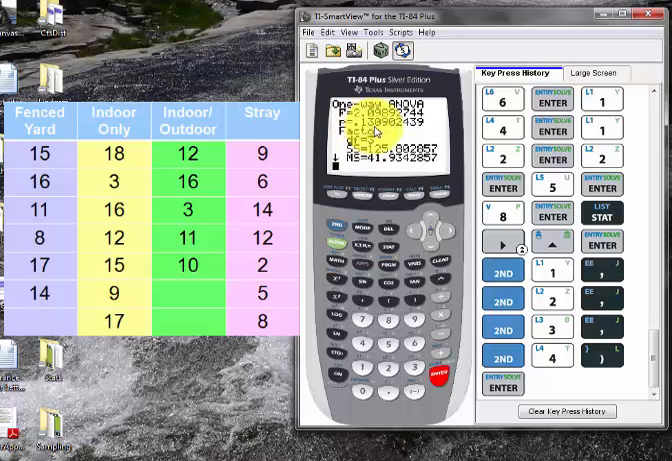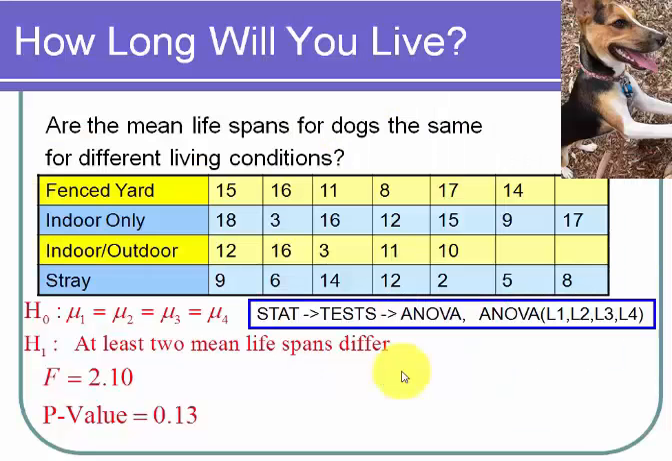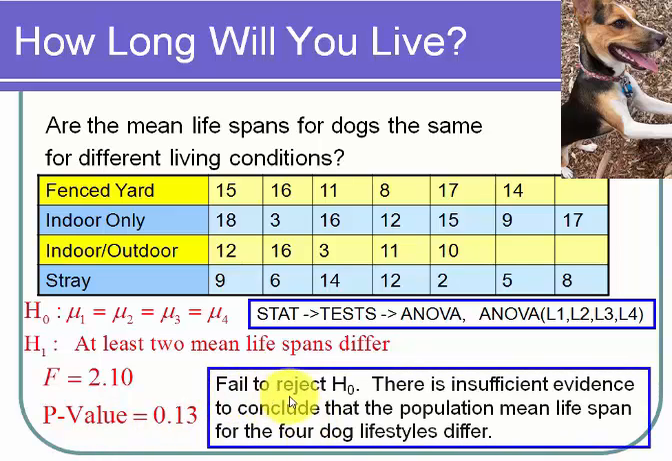So let's go back to the PowerPoint. Okay, so our p-value was 0.13. That's larger than any level of significance we might use. So when the p-value is larger than the level of significance, the conclusion is to fail to reject the null hypothesis, so that there is insufficient evidence to conclude that the population mean lifespans for the 4 dog lifestyles differ.